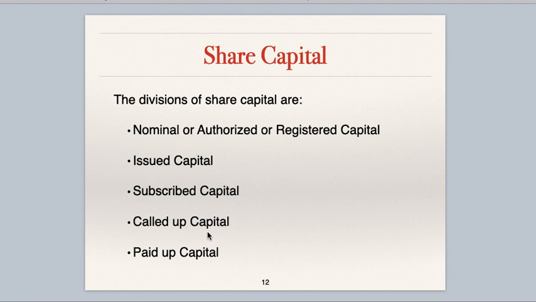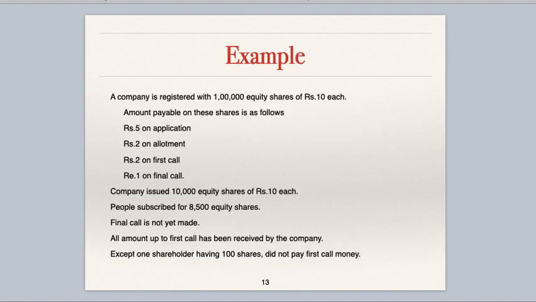So called up capital minus calls in arrears is known as paid up capital. I'll give you one example so that it will be very clear to you. A company is registered with 1 lakh equity shares of 10 each. 1 lakh equity shares of 10, it got itself registered. This is the maximum capital which company can subscribe during its lifetime, 1 lakh.